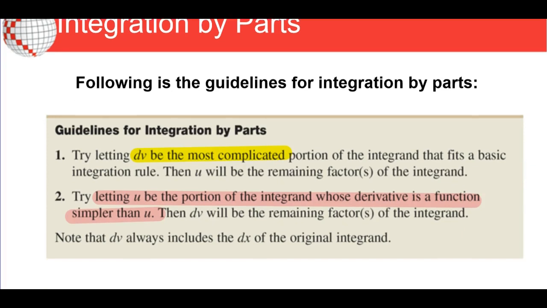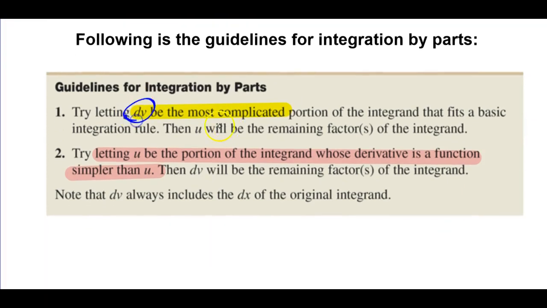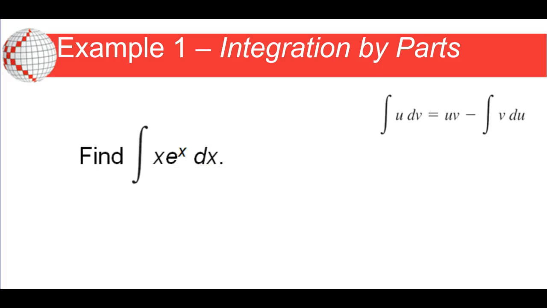So the general rule of thumb is you're going to let dv be the most complicated, but sometimes that's frustrating to me as well. I always go, well, this is what your book offers, but I always let dv be something that I can integrate. So just make sure that you're choosing dv to be something that you can take the integral of. If you don't know what the integral of it is, then that's probably not good to let dv be.